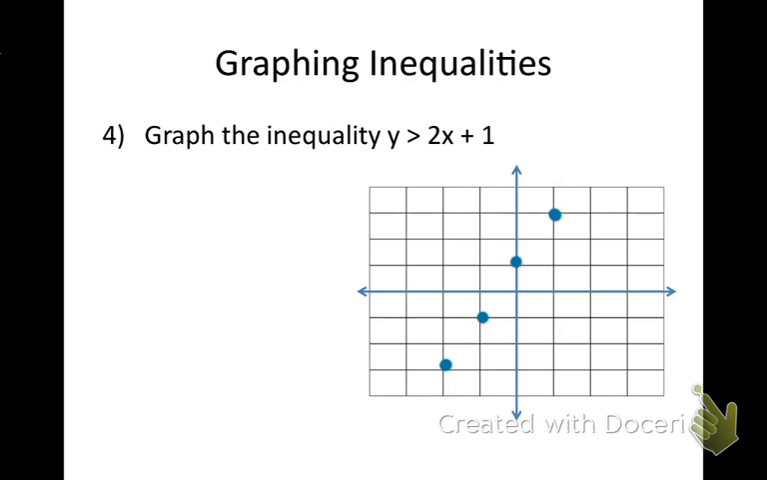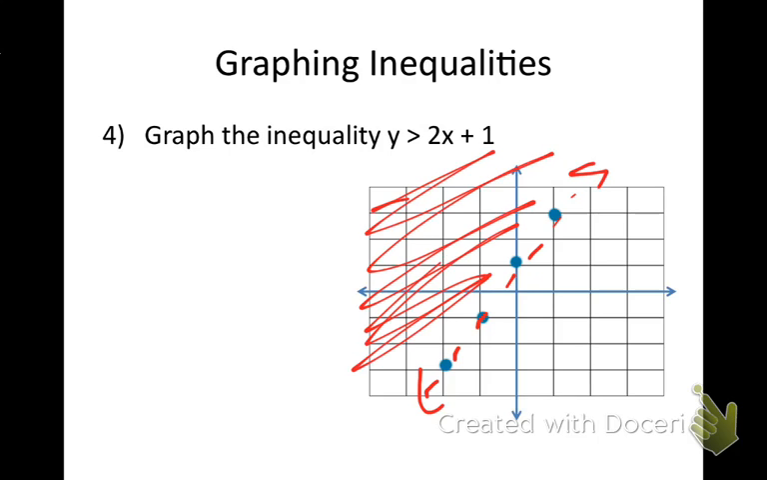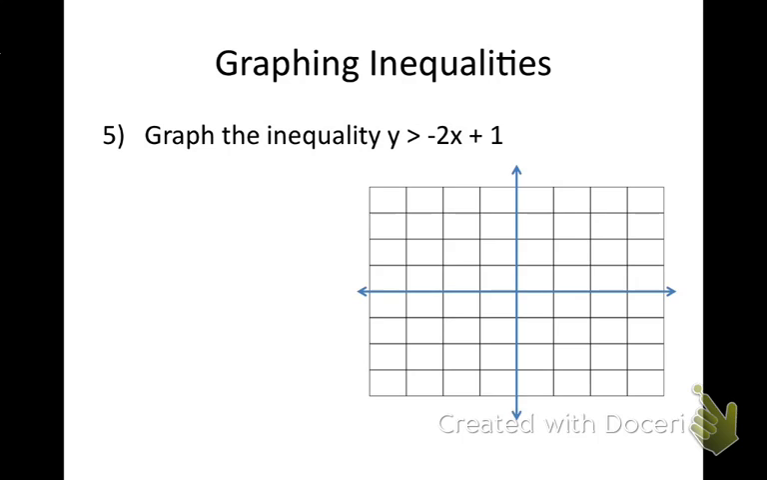Solid or dashed line, what do you say, Marisol? Dashed line. And shade above or below, what do you say, Jersey? So all that area right there. Nice job. All right, try this one as well.